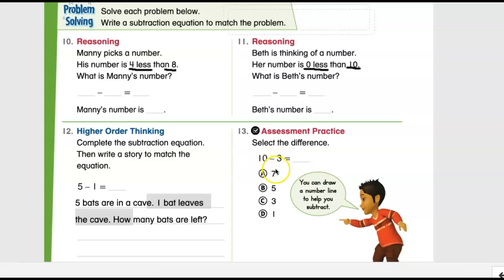Is 10 minus 3 7? Is 10 minus 3 5? Is 10 minus 3 3? Or is 10 minus 3 equal to 1? Once you find your answer, you can fill in the circle with the correct answer choice. And if you need to draw a quick number line, you absolutely can do so to help you solve this problem. And once you are completed with number 13 and the rest of your problems, then you are all done with your math assignment for today.